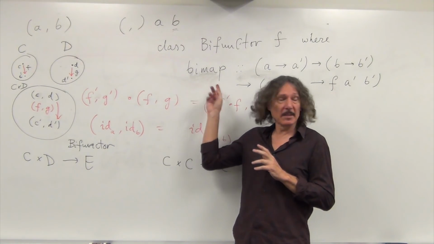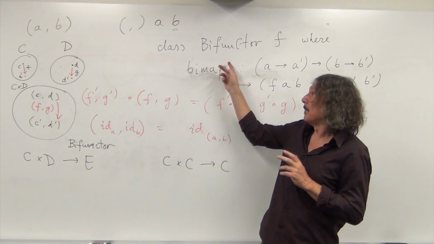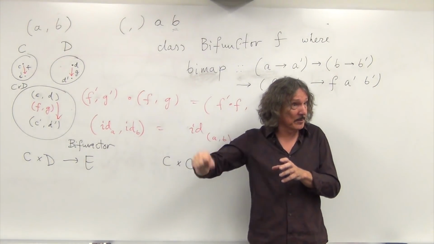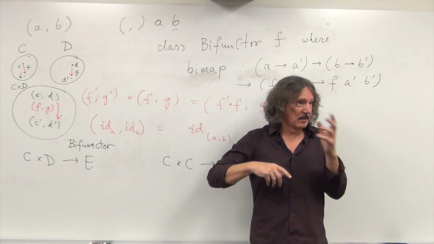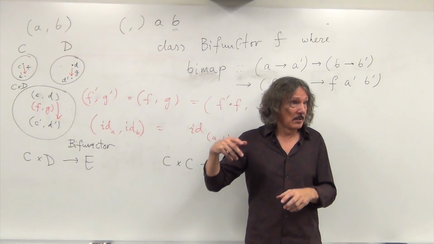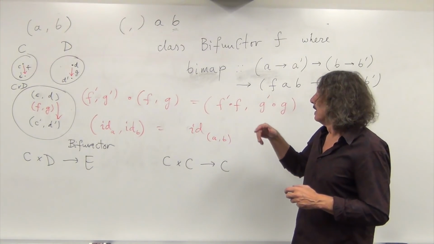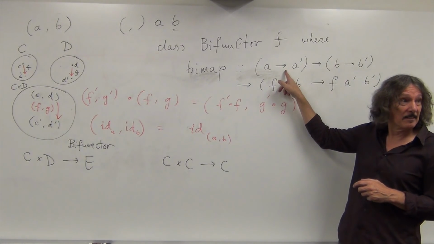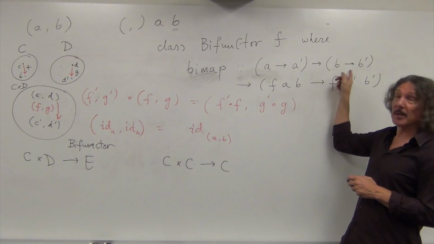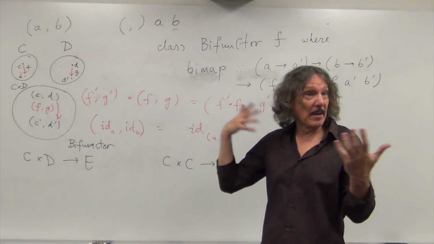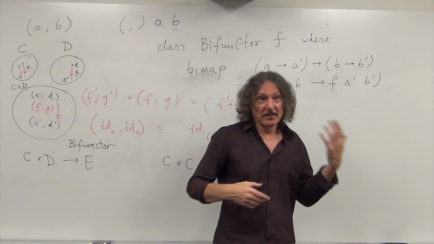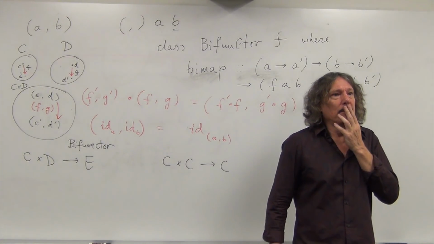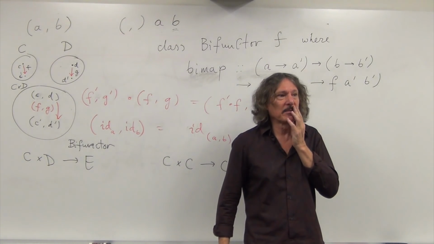Okay, so now we know that the product is functorial. And by the way, if something is a bifunctor, then it's automatically functorial in the first component if you fix the second one, and functorial in the second component if you fix the first one. And you can get it from bimap just by putting an identity here, or identity here. And you'll get the two fmaps out of it, the first argument, the second argument. Okay, so product is bifunctorial.